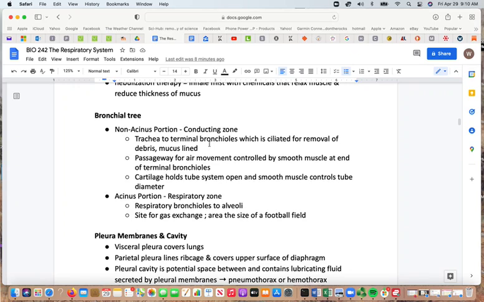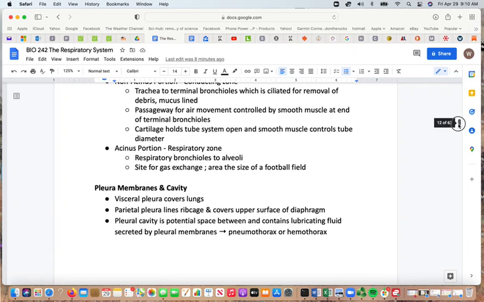In the acinous portion, it's the respiratory zone. You have your respiratory bronchioles to the alveoli make this up. This is where gas exchange occurs. There's actually a lot of surface area in here. It's about the size of a football field.